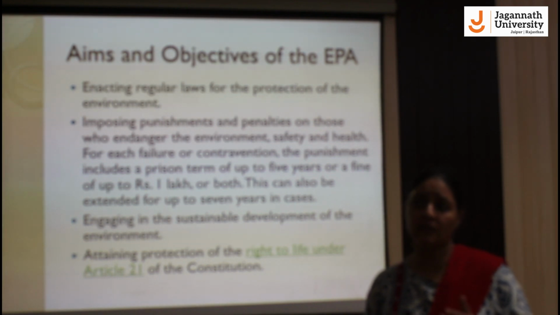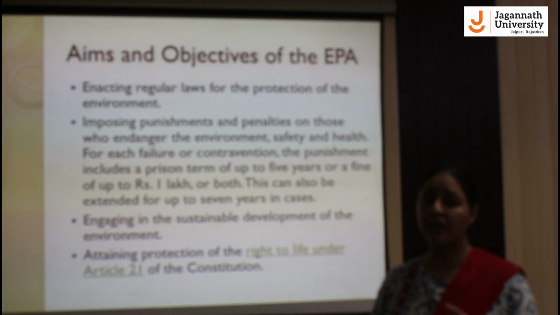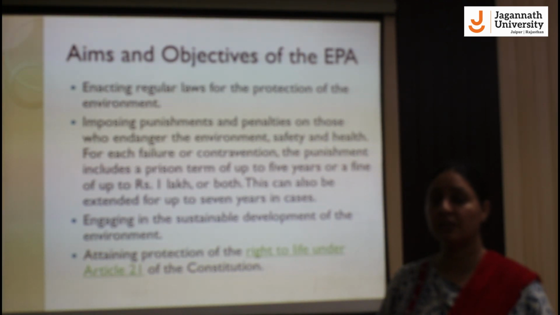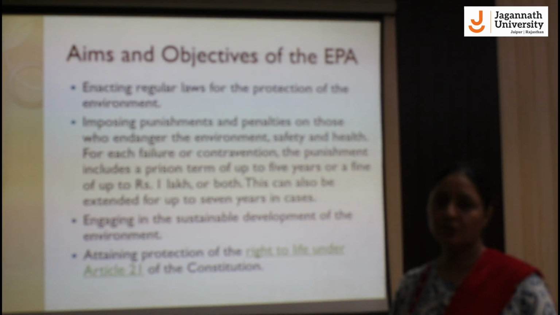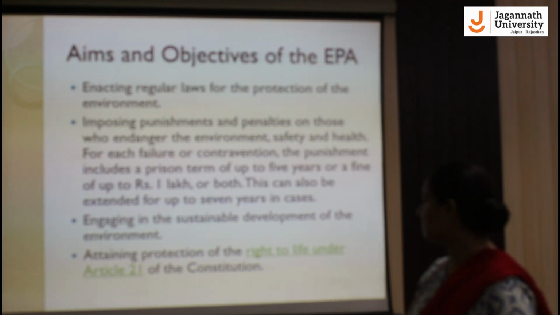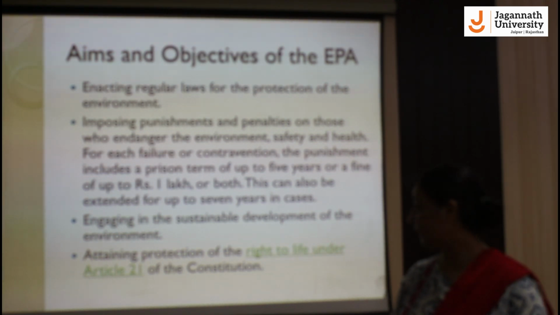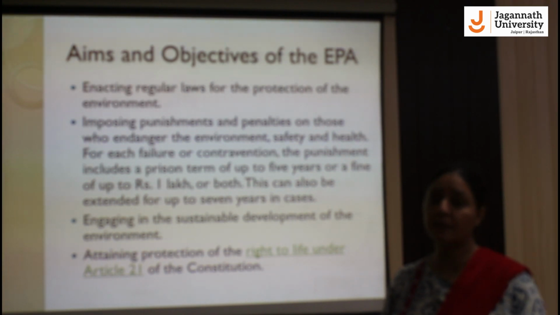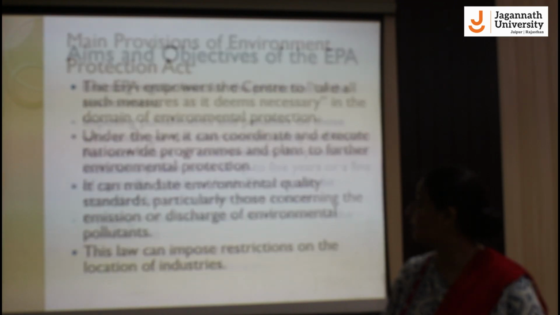So basically this is a minimum kind of punishment in case of any offense related to violation of any kind of act: minimum 5 years of imprisonment and a 1 lakh rupees fine, and it can be extended depending on the offense. Then engaging sustainable development for the environment, and attaining protection of the right to life under Article 21 of the Constitution. This is a major part of the Constitution, Article 21, which is related to environmental protection.